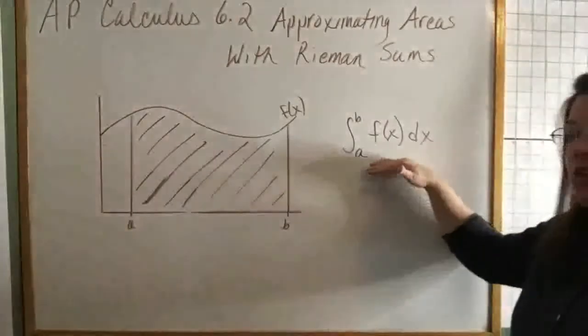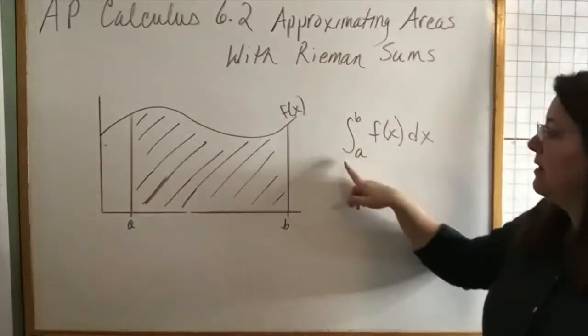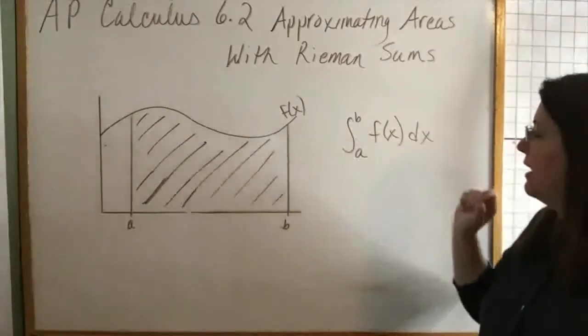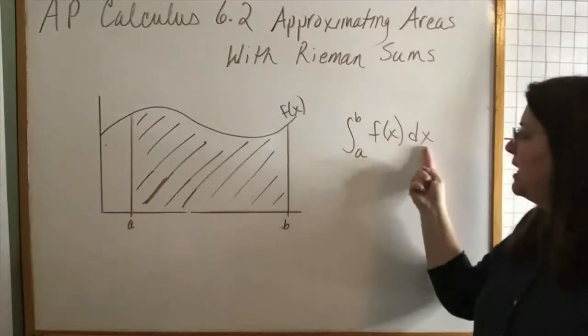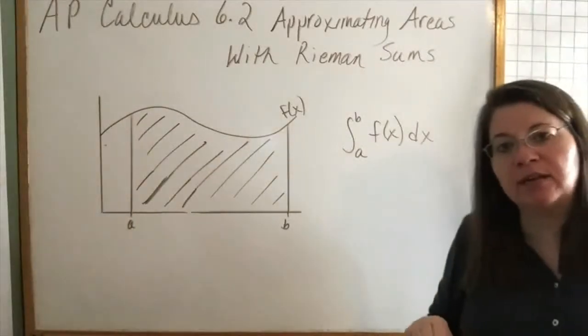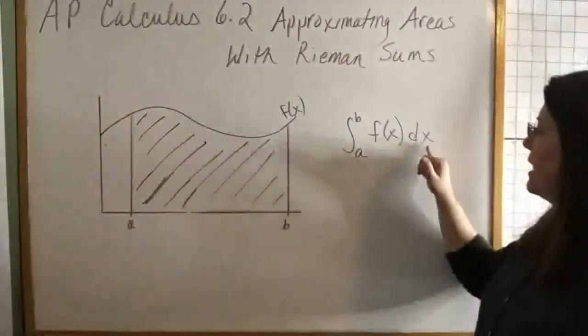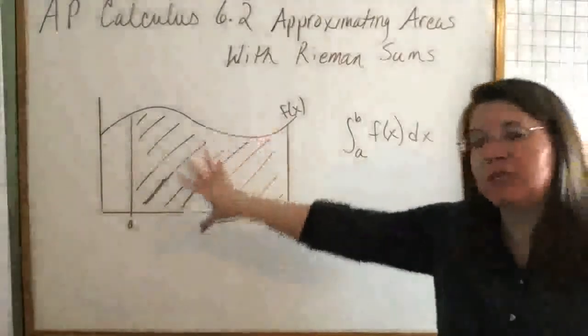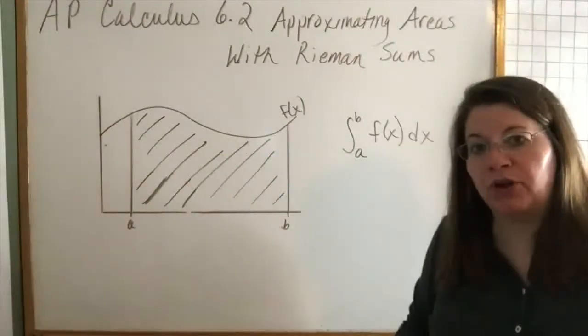Now, our notation is still the same. We said that the integral symbol on the interval a to b of f of x, dx. And we kind of hinted in the last section that this dx represents the thickness of the rectangle. We're going to talk about how that affects everything when we're dealing with finding the area under the curve today.